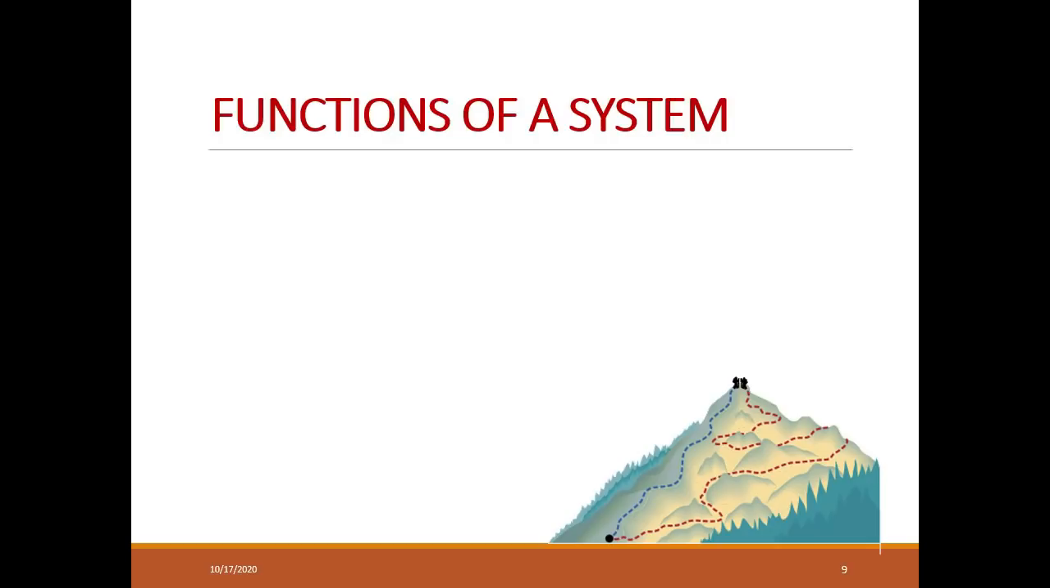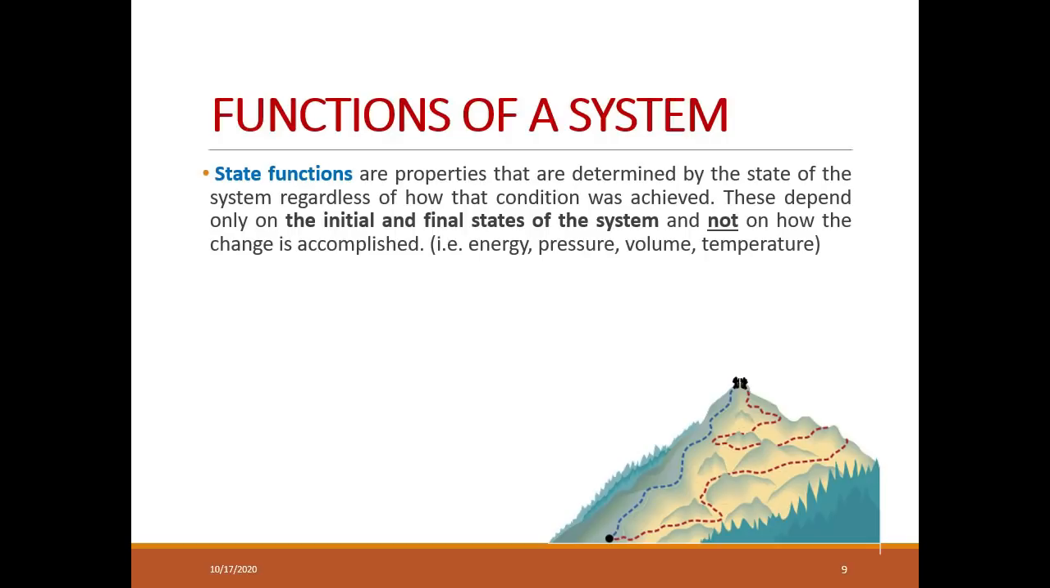Next are the functions of a system. So there are two functions. The first one is state functions. Those are the properties that are determined by the state of the system regardless of how that condition was achieved. These depend only on the initial and final state of the system and not on how the change is accomplished. Examples: energy, pressure, volume, temperature, and density.